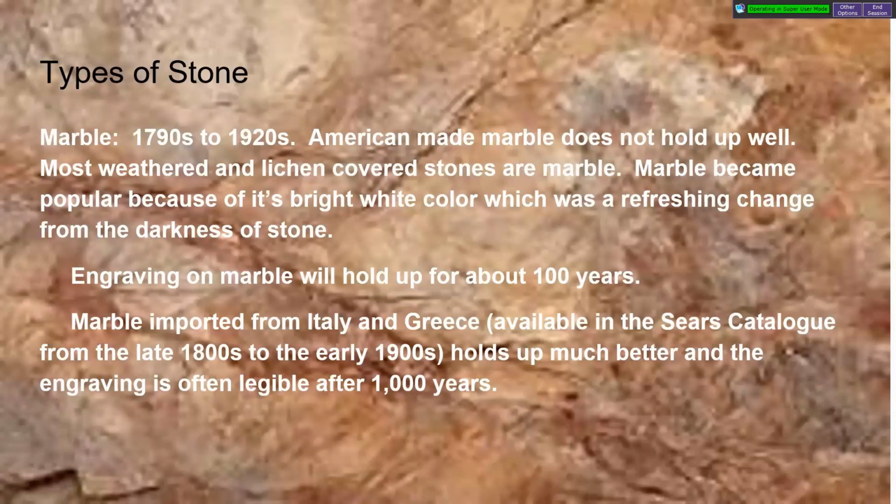I'm going to start with the types of stone. Okay, and it makes a difference. So marble is 1790 to the 1920s.